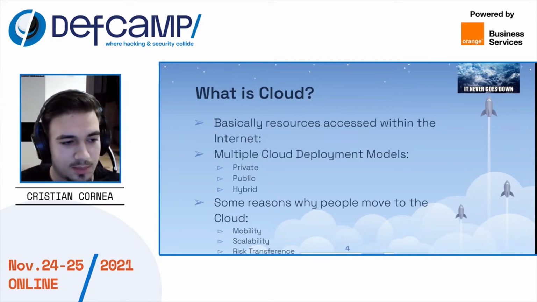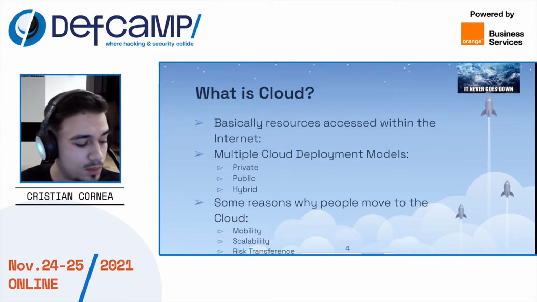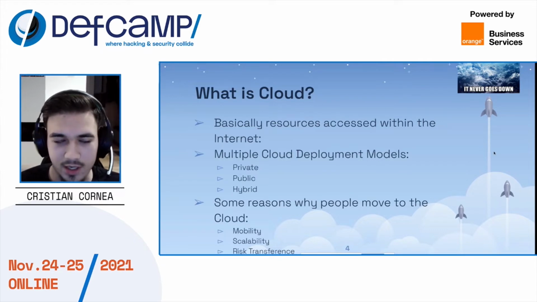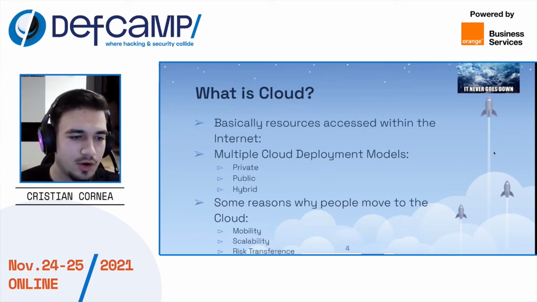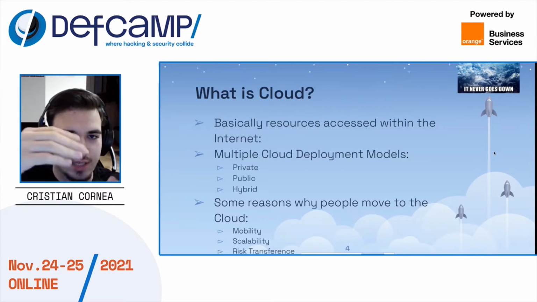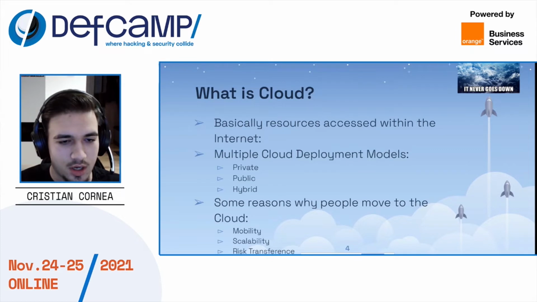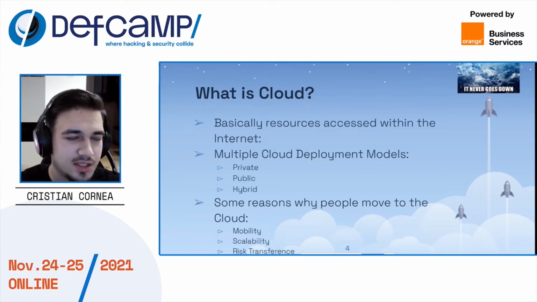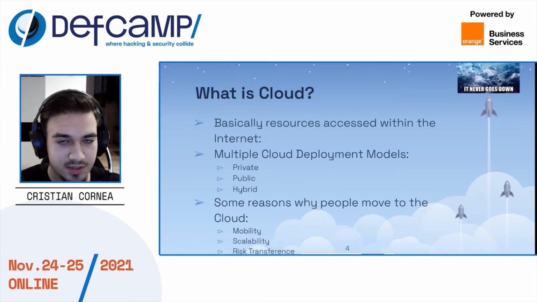Then we have risk transference from a security point of view, because we are not responsible anymore for some parts, some components of our infrastructure. This case applies when we are moving to a public or hybrid cloud. When we have a private cloud, there is no risk transference. We are responsible entirely for our cloud.